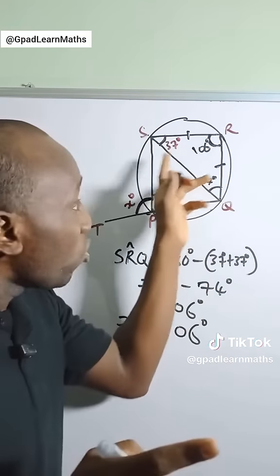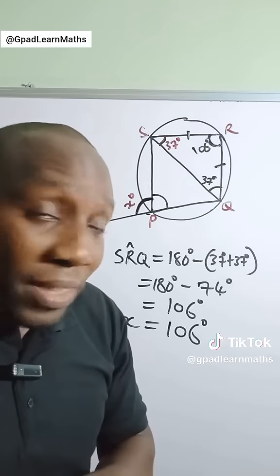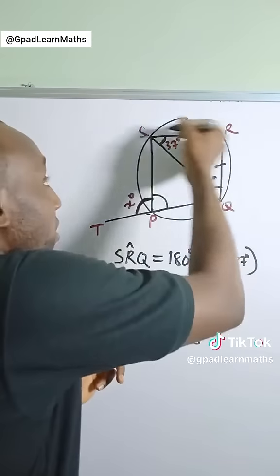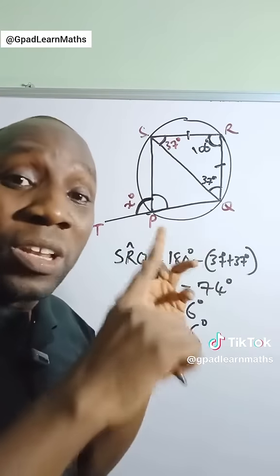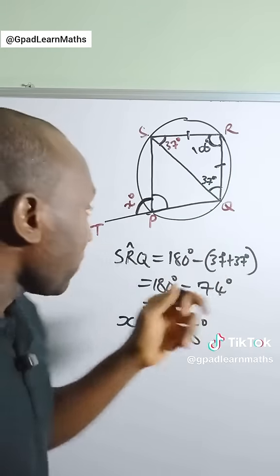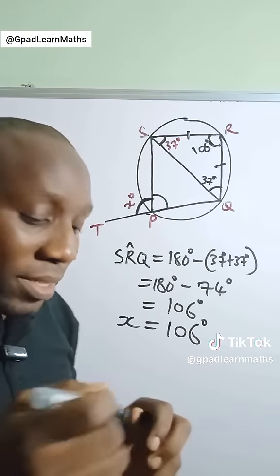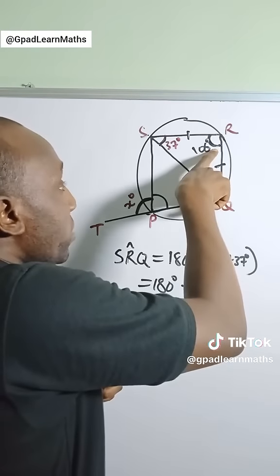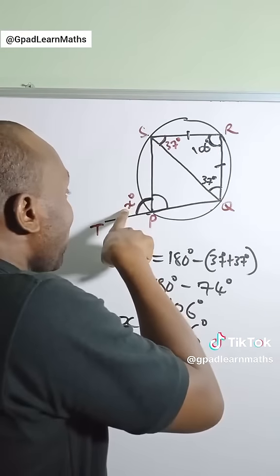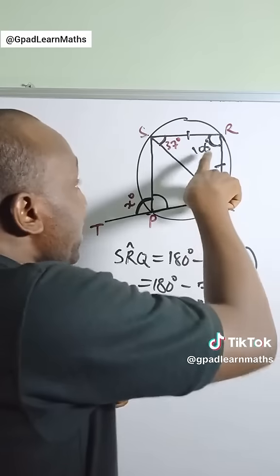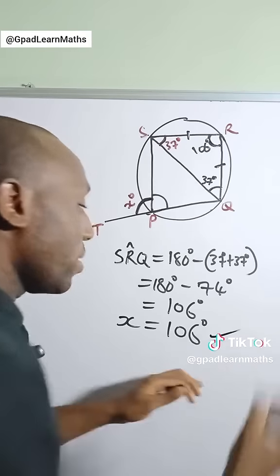Now, please, it has to be a cyclic quadrilateral. You see this quadrilateral, all the vertices are touching the circle. This is the type of quadrilateral that this will work for. Let me say it again. The exterior angle of a cyclic quadrilateral is equal to the opposite interior angle. So X here, being exterior to this cyclic quadrilateral, is equal to 106 degrees. And this is your answer.